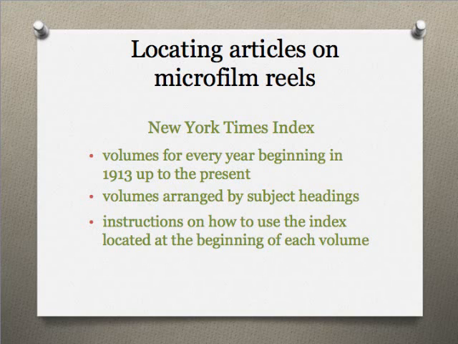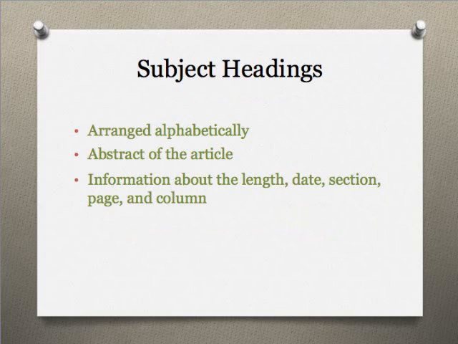Each volume is arranged alphabetically by subject heading. Instructions on how to use the index are located at the beginning of each volume. The subject headings are arranged alphabetically. Under each subject heading, you'll find an abstract of the article, which simply tells you what the article is about. Following the abstract, there is information about the length of the article, the date of the article, the section of the paper the article can be found in, the page number, and the column.